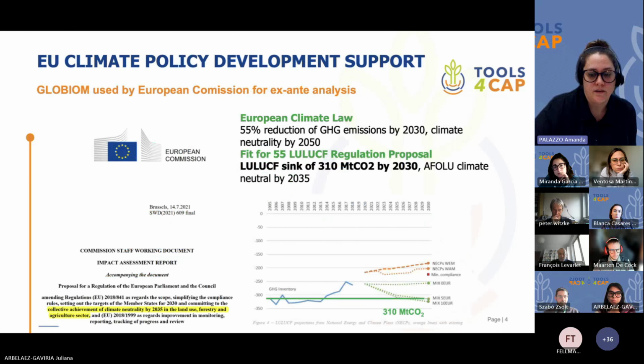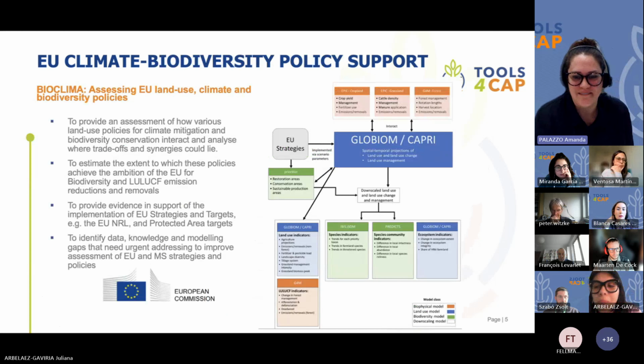So as maybe some of you are aware, GLOBIOM is the economic model that has provided a lot of background and information about the LULUCF related impact assessments of the European climate policies. And in this regard, we have a long history of providing support for DG Klima and DG Energy. This is going on for more than a decade, as you can see from some of the information here. Next slide. Yep, please. Thank you. You are perfectly on time.